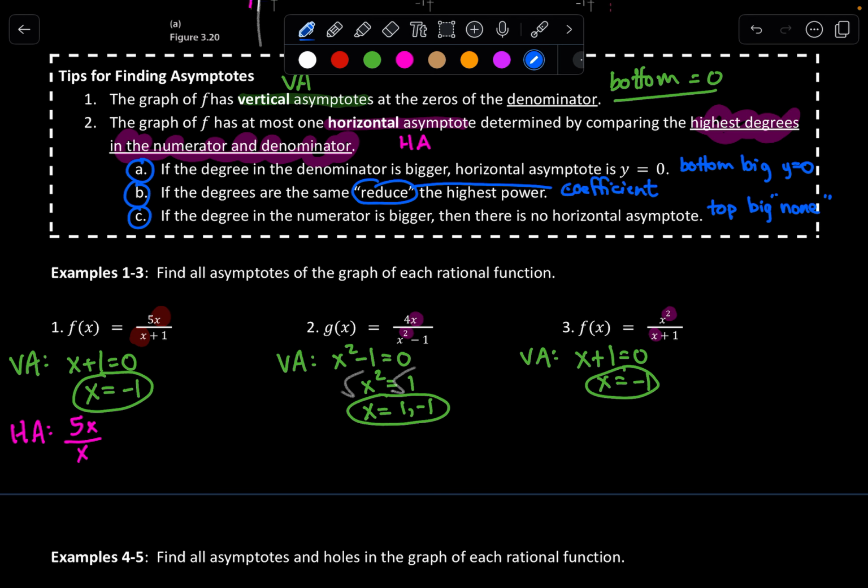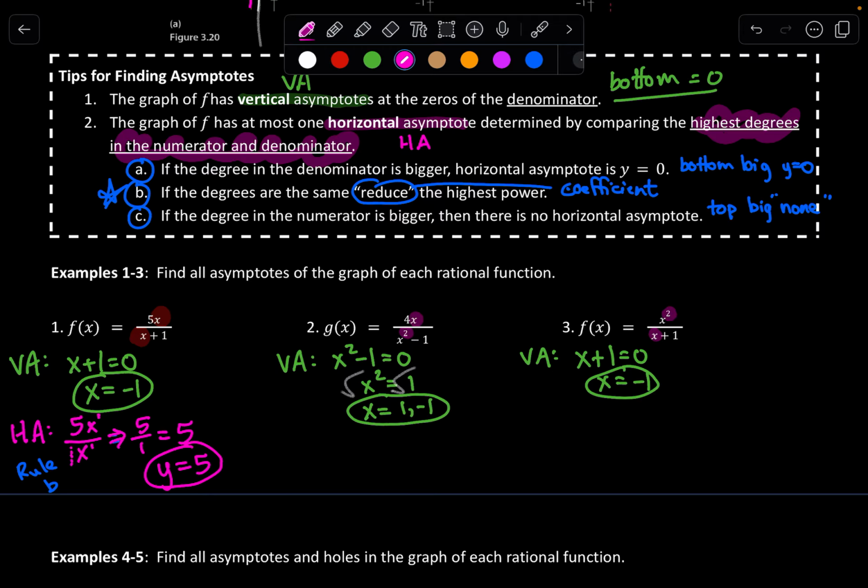So in this scenario, for number 1 that we're looking at down here, those have the same power. They're both a power of 1. So this would be scenario B, or I'll call it rule B, which is this guy right here. What we have to do is reduce the coefficients. Here we have a coefficient of 1, so it's going to be 5 over 1, which really is just 5. That means that we have a horizontal asymptote at y equals 5, okay?